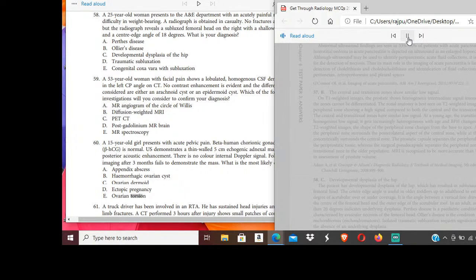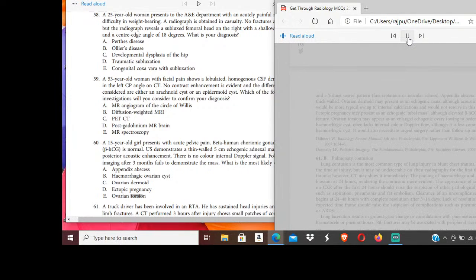Chapter 6. Test paper 3, answers. 158. A fishnet weave pattern, fine septations or reticular echoes. Appendix abscess would be thick-walled. Ovarian dermoid may present as an echogenic mass, although acoustic shadowing would be more typical owing to internal calcifications, and would not resolve in this fashion.